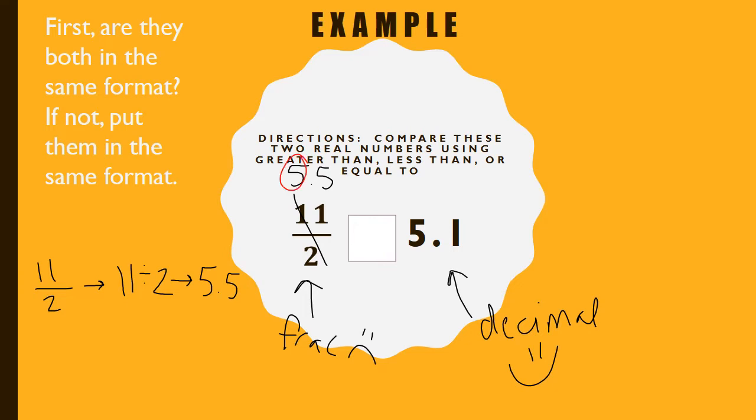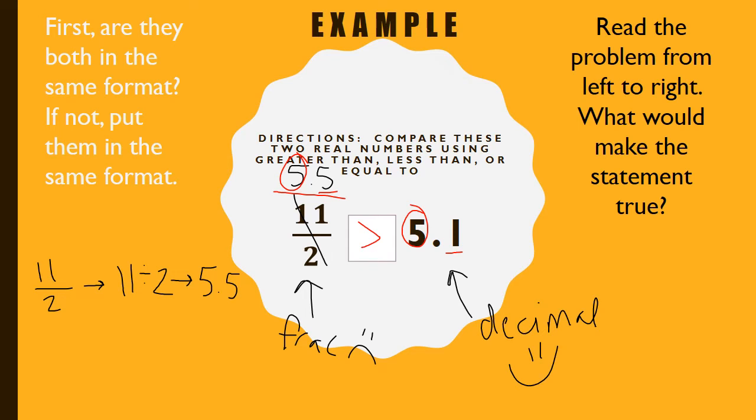Since they both have the same whole number, we know that they're around 5. So we have to decide if 5.5 or 5.1 is larger. I'm going to look at my tenths place and decide which one has a bigger value, since they tied in the whole number. Well, 5 is bigger than 1, so I'm going to use my greater than symbol because 5.5 is the larger of the two. So what we did here is we rewrote our problem so that both sides were decimals so it was easier to evaluate. Let's go ahead and try another problem.